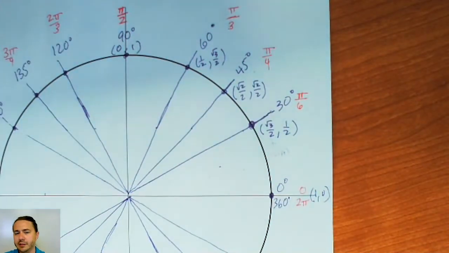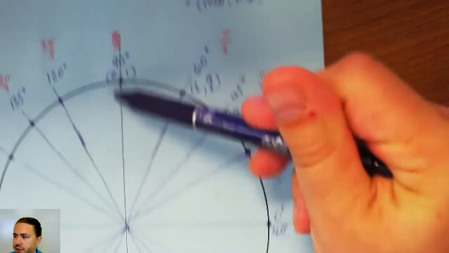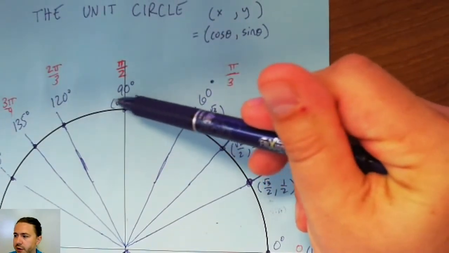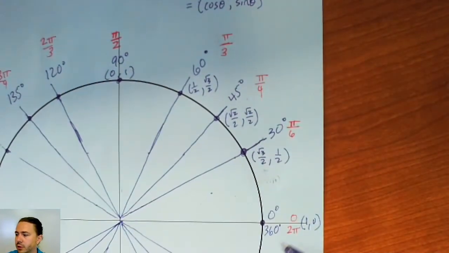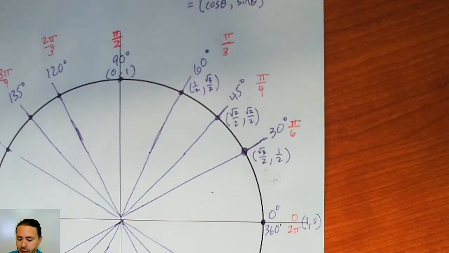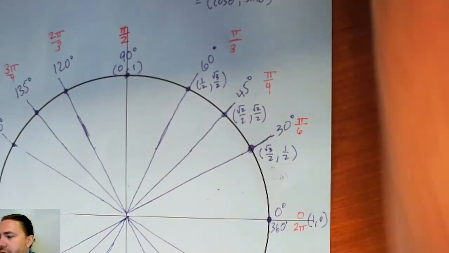Now, why that is important is it allows us to evaluate things like cosine of 90 degrees. Cosine of 90 degrees, well, cosine's the x, so cosine of 90 degrees is 0. Sine of 90 degrees is 1. Cosine of 0 is 1. So sine of 0 is 0. Now, once you have that first quadrant down, the rest should be pretty easy to figure out.